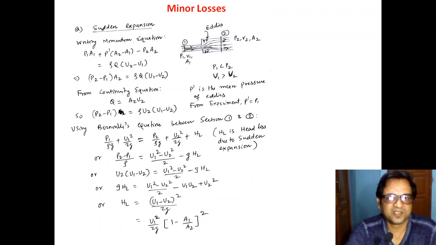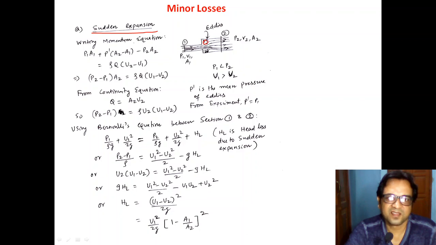So we will discuss the first loss. Minor loss due to sudden expansion. Sudden expansion means initially for some portion the pipe diameter is small, then suddenly it expands to a large diameter. Due to this expansion, you see how the streamlines change their path. The streamlines modify their path like this, towards the top wall and the bottom wall.